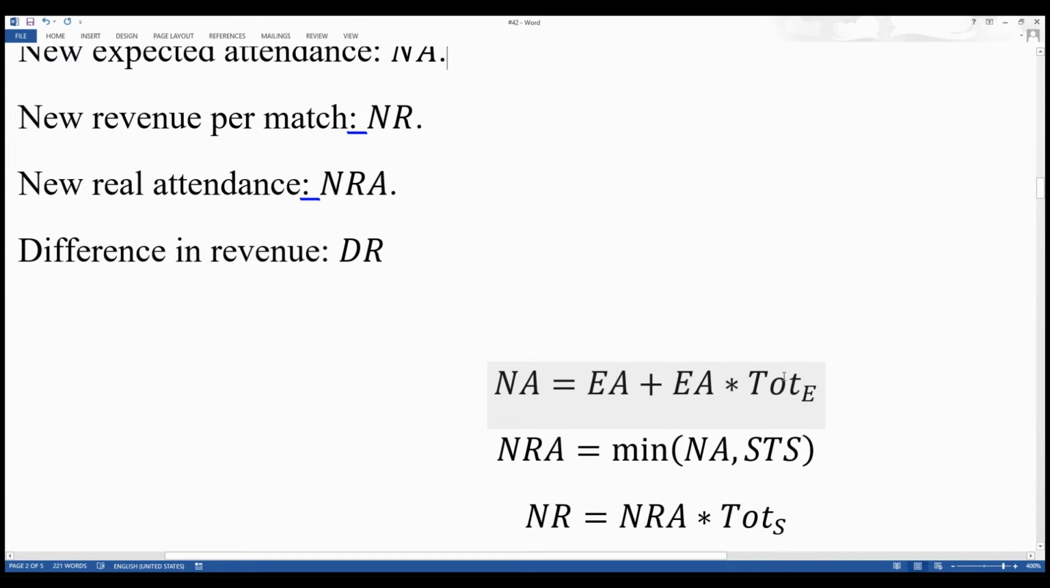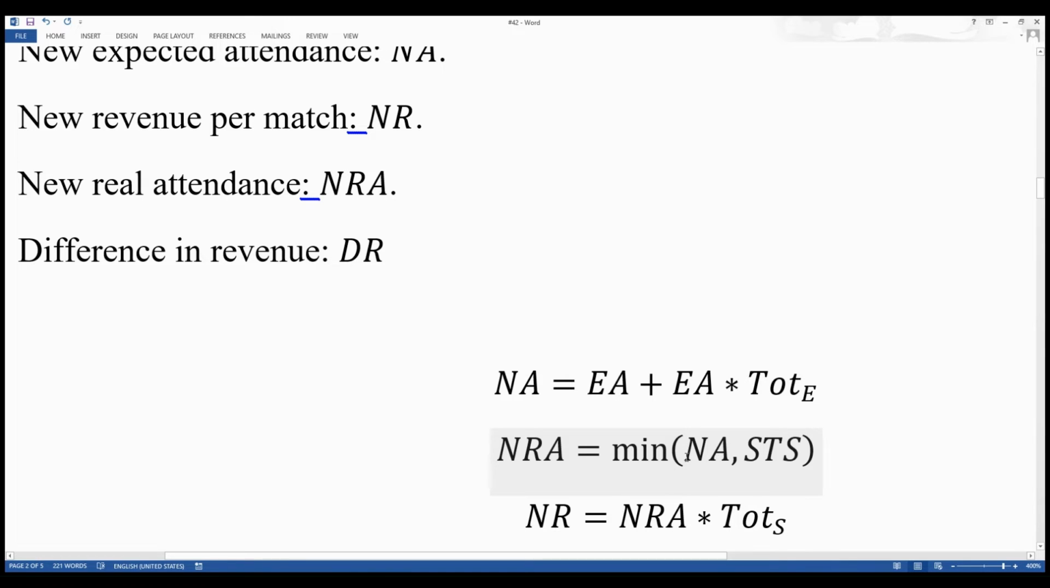For example, if you have toilets level 2 and parking level 2, you have a 4% increase. So you have the expected attendance plus 4% of this expected attendance. Then again, you have to check the new real attendance, because it doesn't matter how much your indirect money making facilities will increase the attendance if your stadium is small. So you still get the minimum.